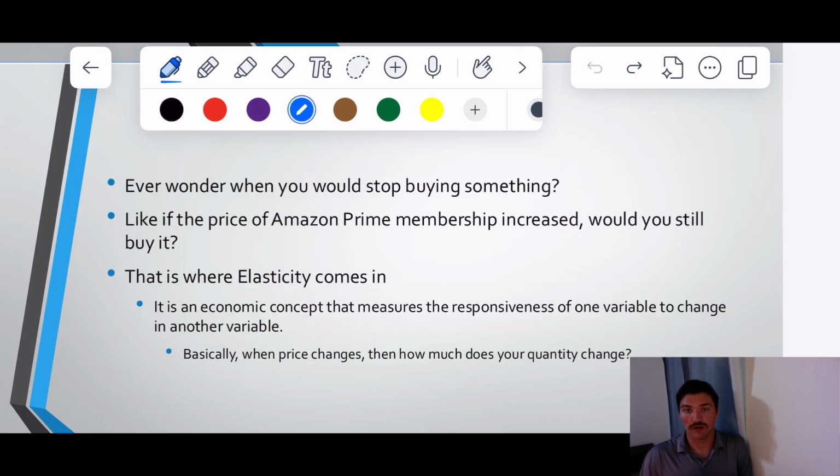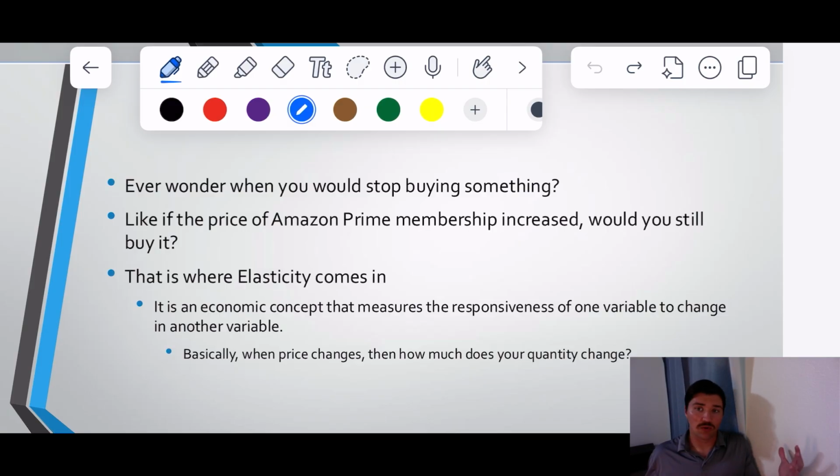Some people would think, okay, if it increased by 10%, I'm still going to get it. Other people would say, if it increased 10%, I can't do it anymore. So people have their different sensitivities to things, and that is elasticity. It is an economic concept that measures the responsiveness of one variable to a change in another. Basically, when the price changes, how much does the quantity change? We can think about this for a lot of things.